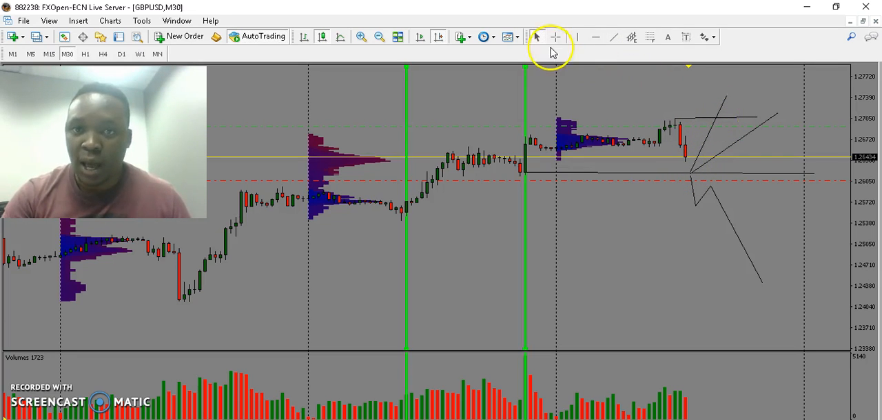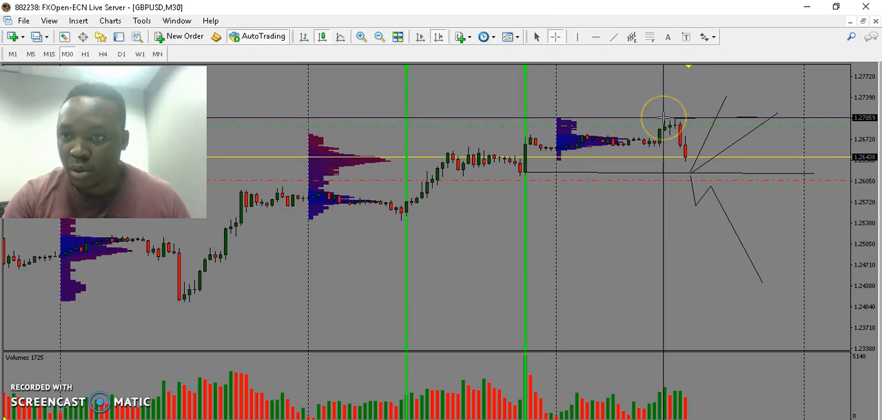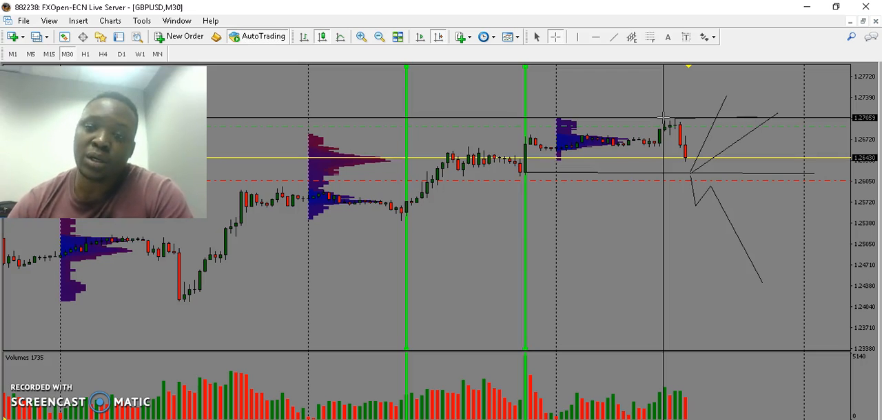If it breaks above, I'll give you the number now, 27.05. If it breaches 27.05, it will confirm the trend, because the current trend on GBPUSD is up, not down. The current trend on GBPUSD is up. So if it breaches 27.05, it means we're having a trend continuation, higher highs and higher lows.